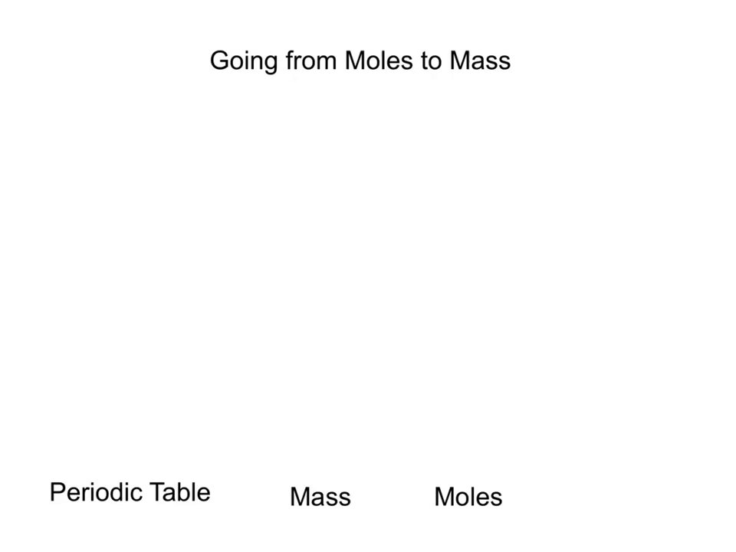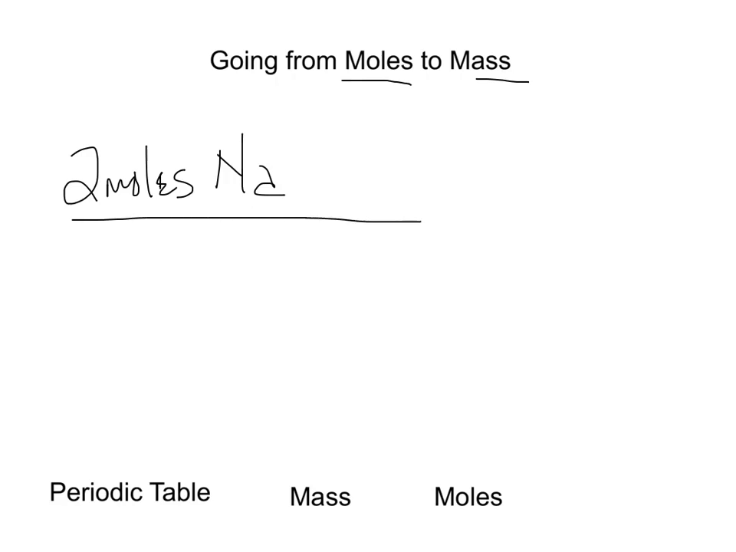Now, if I'm going in the other direction, and I'm going to have been given the amount of moles of something, and I'm supposed to go to mass, then I would just do the reverse. I would take what I've been given. Say I've been given 2 moles of sodium. And they want to know how much mass is that. Well, then I would write that down.